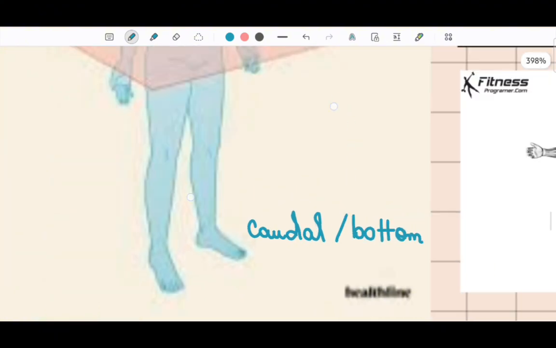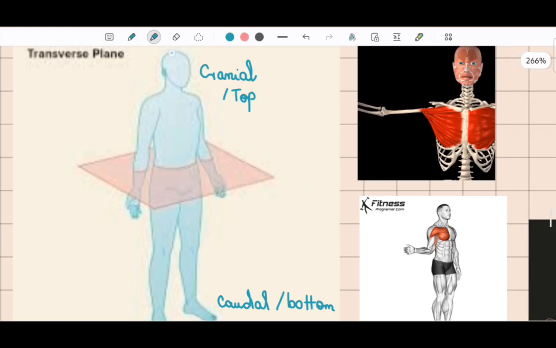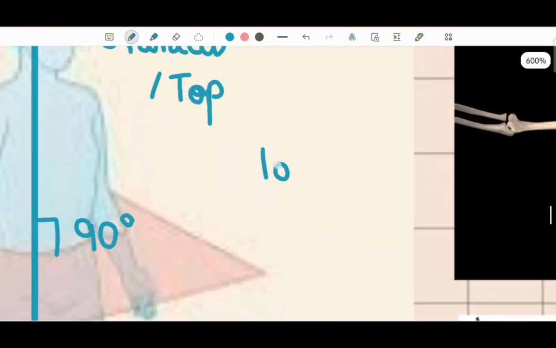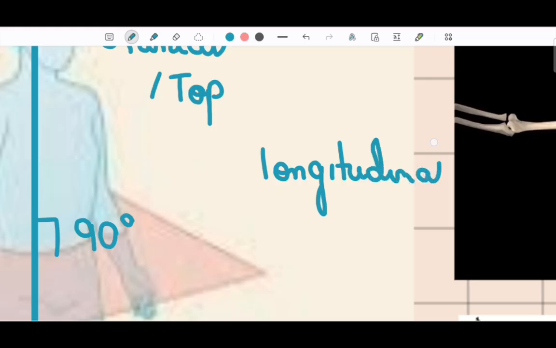And what will be the axis? That must be perpendicular to it. So if we draw a line over here, that is the longitudinal axis, which is perpendicular to the plane. This is the 90-degree angle, and the axis is basically the longitudinal axis here. Longitudinal axis.